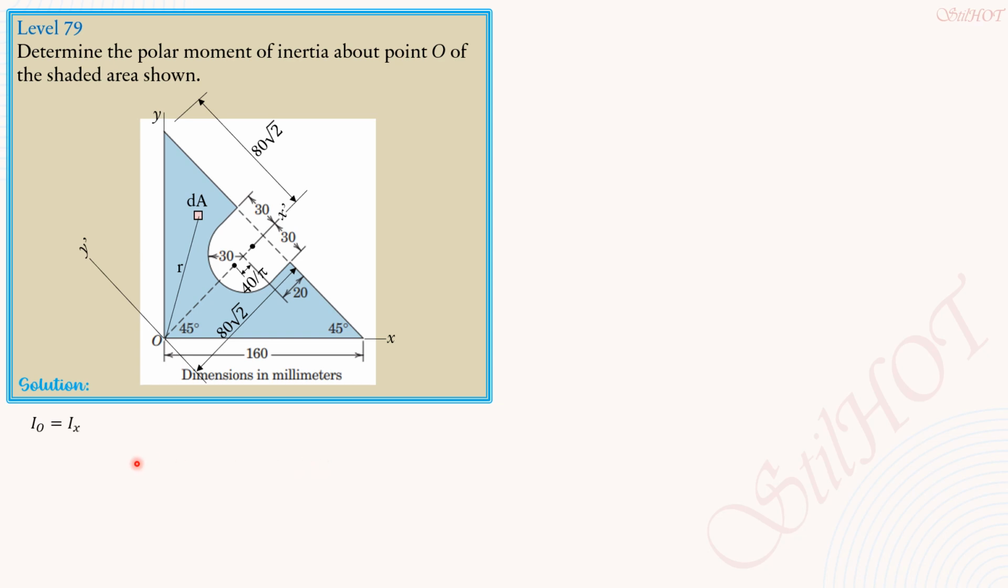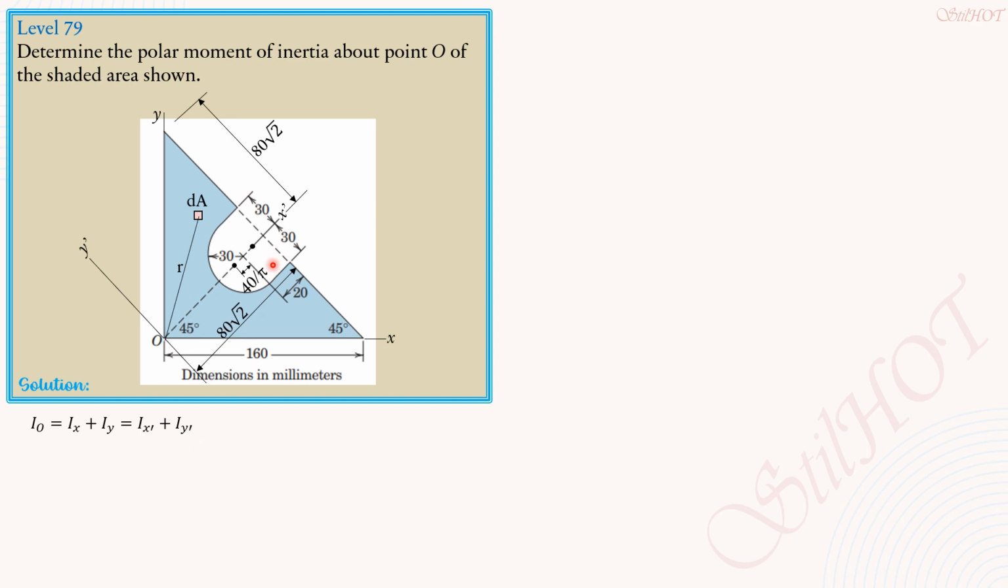So IO equals Ix plus Iy, which is also equal to Ix prime plus Iy prime, because the distance of this differential element from O is the same, we have the same O here. So if we establish axes such as x prime and y prime axis, IO is the same as Ix plus Iy or Ix prime plus Iy prime.